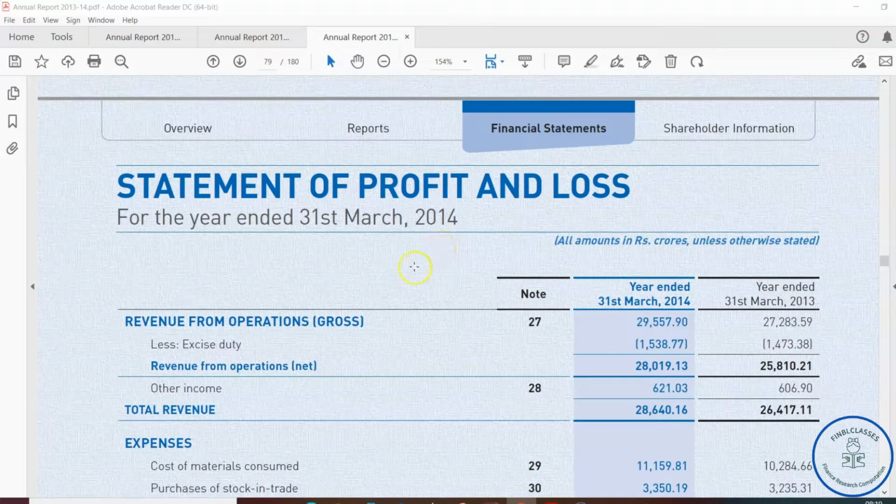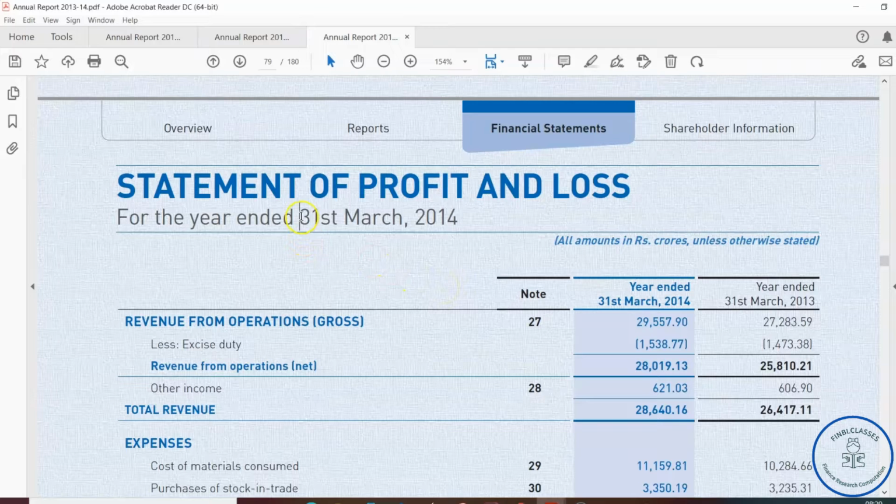So in this profit and loss account, this is your statement of profit and loss. This can also be called an income statement, or the statement of earnings, or the statement of operations. Now you find that the revenue of the company is given for a particular period.